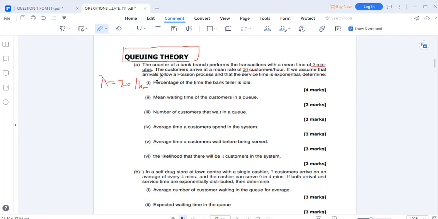So meaning, if we assume that arrivals follow the Poisson process and that service time is exponential, the counter at the bank branch performs a transaction with a mean time of 2 minutes. So we're able to serve a customer in 2 minutes. So how many customers are we going to attend to in an hour? This is what we need to find out now.